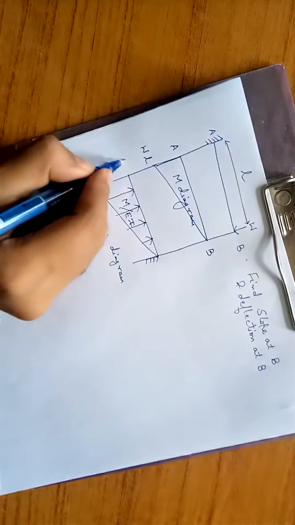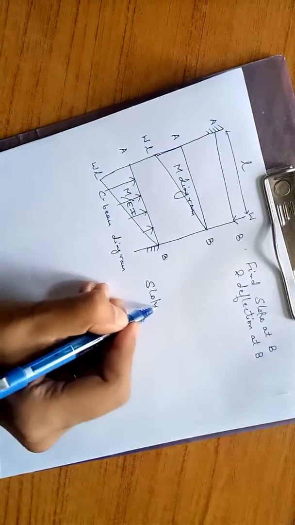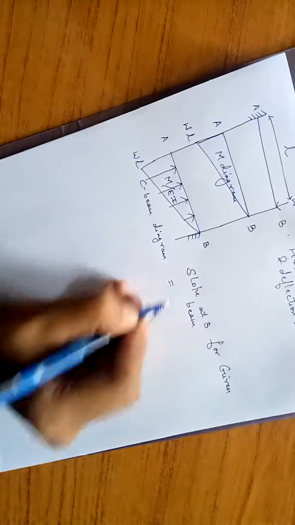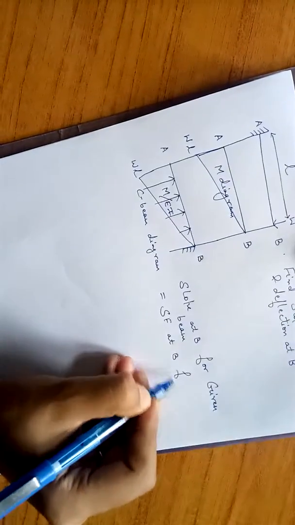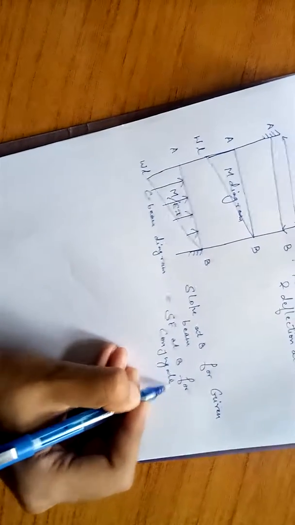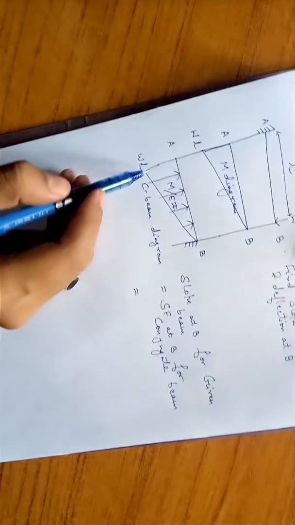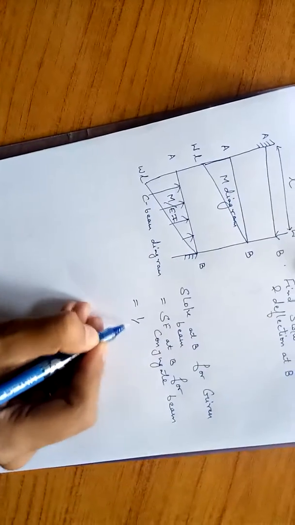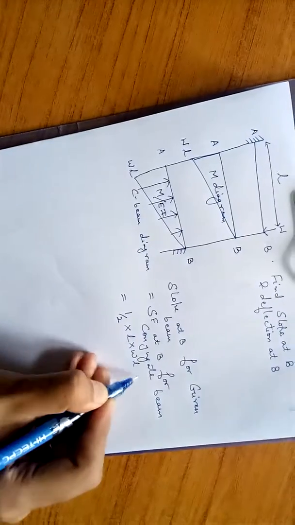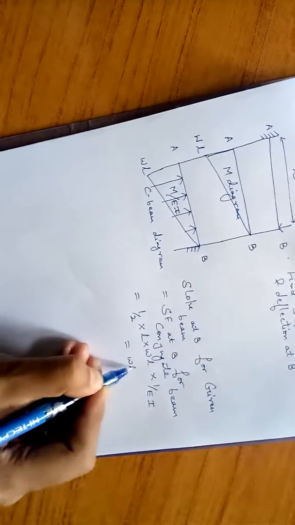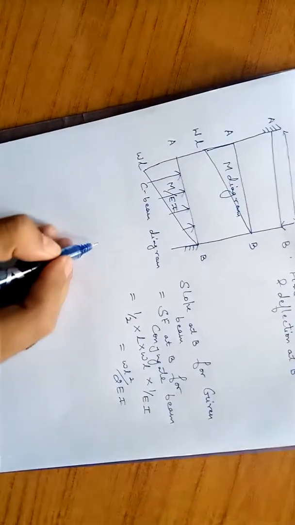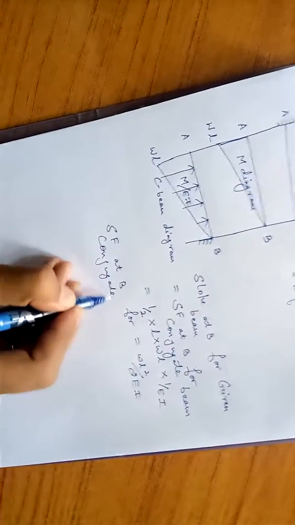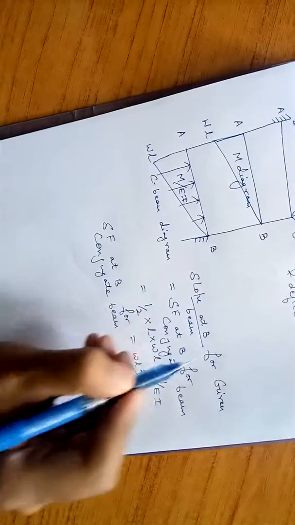So first of all we will find the slope at B for the given beam, which is equal to the shear force at B for the conjugate beam, and we know shear force is equal to the algebraic sum of forces. In this case there is this triangle whose area is 1 by 2 base into altitude into 1 upon EI thickness, which is equal to WL square upon 2EI. So shear force at B for the conjugate beam is WL square upon 2EI, which is equal to slope at B. So slope at B is found.